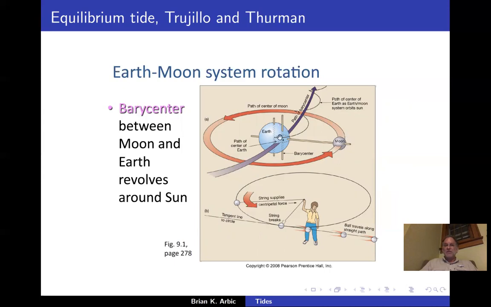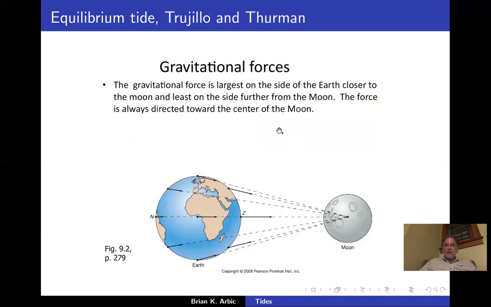The center of Earth revolves around the barycenter, and of course it has to take the rest of Earth with it. So basically, the whole Earth is doing this. It has a radius that's equal to the distance from the center of the Earth to the barycenter. Okay? And we'll get back to the importance of that.